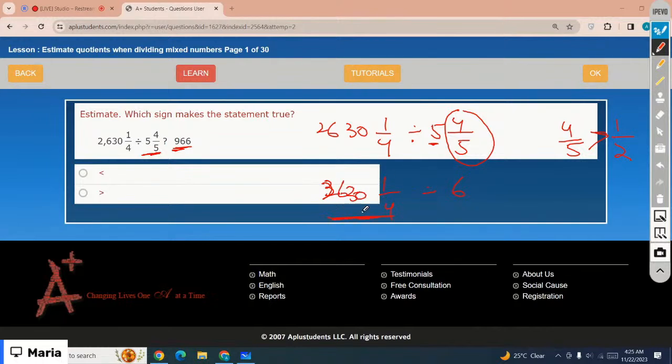Now you have to round this number to the nearest number that can be divided by 6. Okay, 2630 divided by 6. 2636 divided by 6. No.